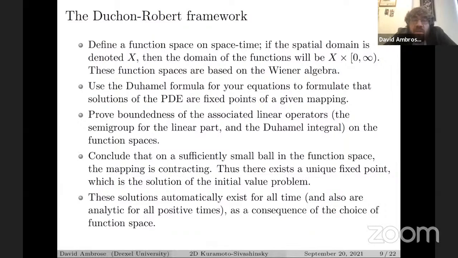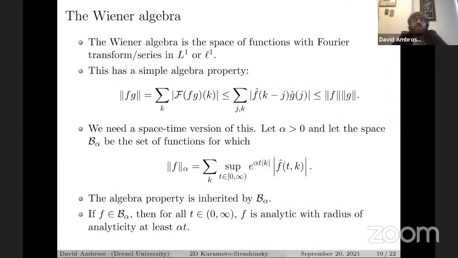We have to prove boundedness of the associated linear operators. The linear operators are the semigroup and the Duhamel integral. Then for a sufficiently small ball in the function space, if you have boundedness of the linear operators, and if the nonlinearity is superlinear, then you can get a contraction on a small ball in your function space. That contraction gives you existence of a unique fixed point. That fixed point is the solution of the initial value problem. And as I said, the solutions are automatically global because of the choice of function space. They also turn out to be analytic for all positive times. So analyticity comes for free from this method because of the choice of norm.